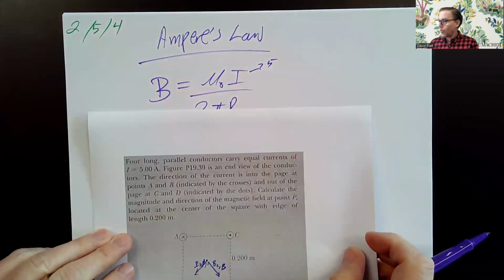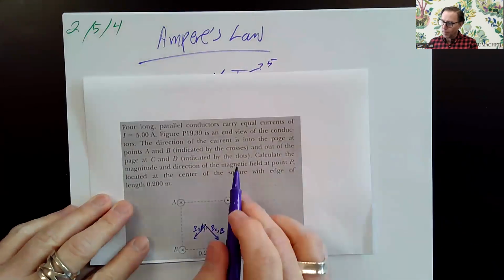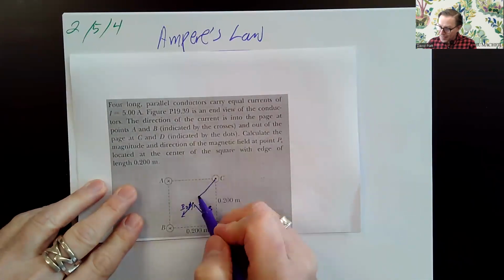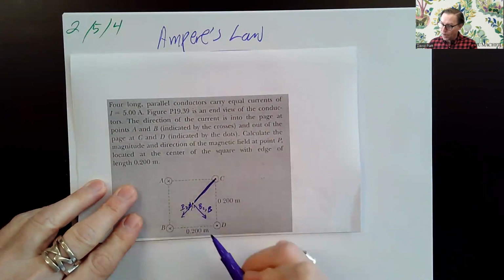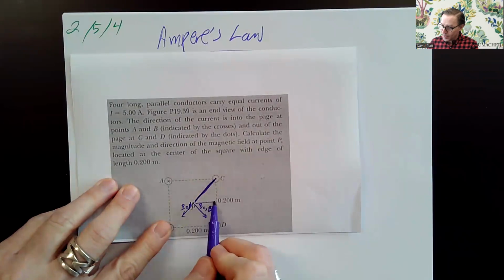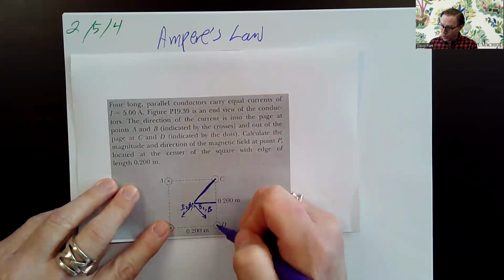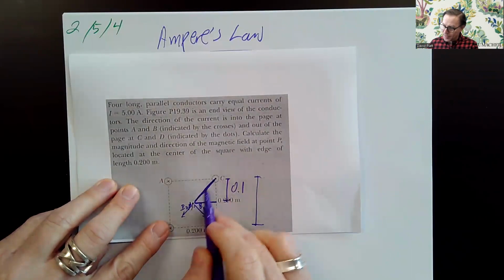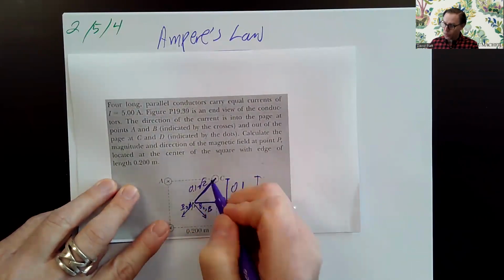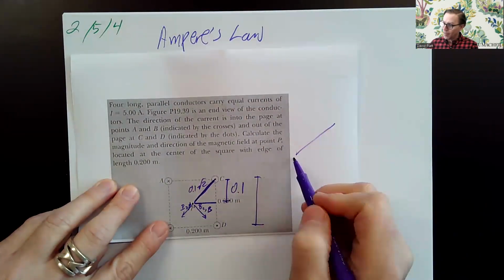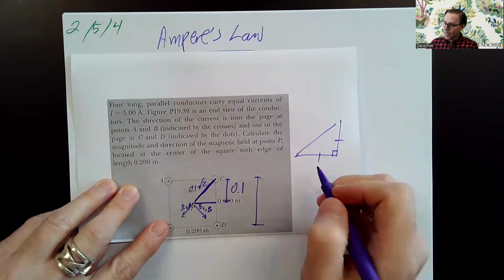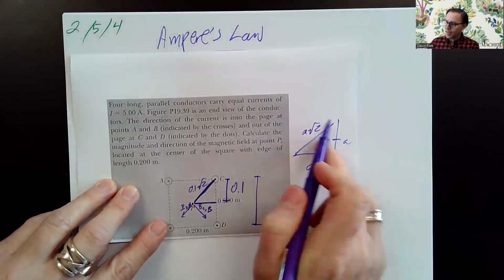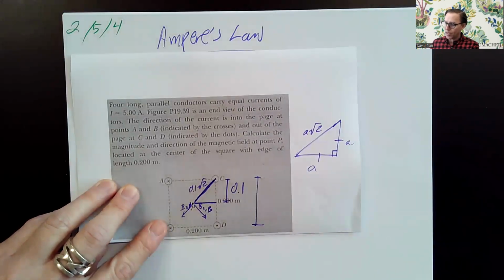Mu naught, I'm going to look up the exact value that they want you to use from the back of your book. And 2 is a number, pi is a number, and then r is going to be this diagonal distance, how far away we are. If this distance is 0.2, then this distance is 0.1, and then this distance is 0.1 times the square root of 2. If I have a triangle that's isosceles and right, it has sides of length A, A, and A root 2. You should remember that from your math class. If that's not obvious, ask me in class and I will happily do that derivation for you.